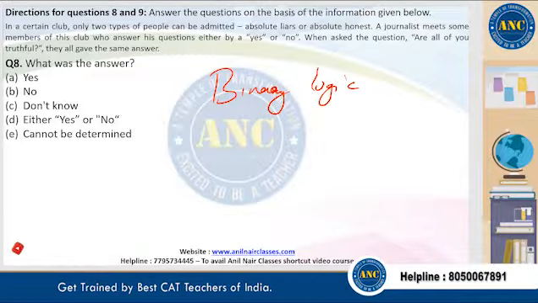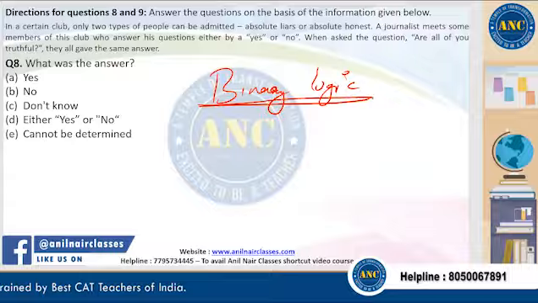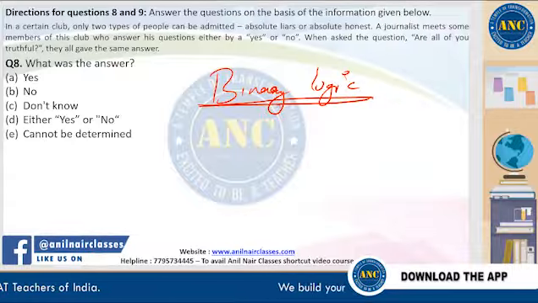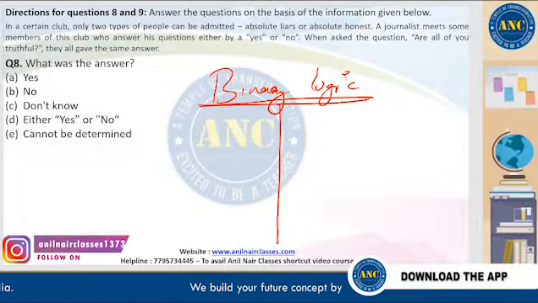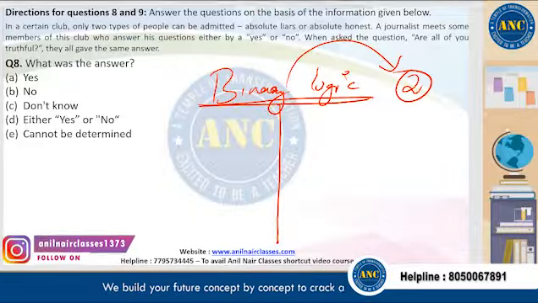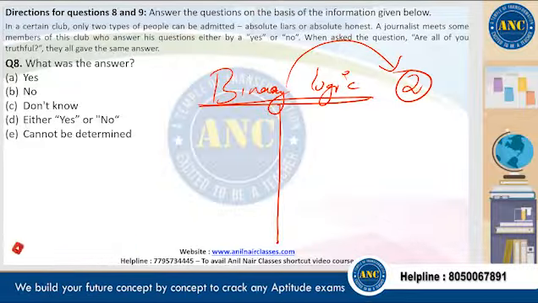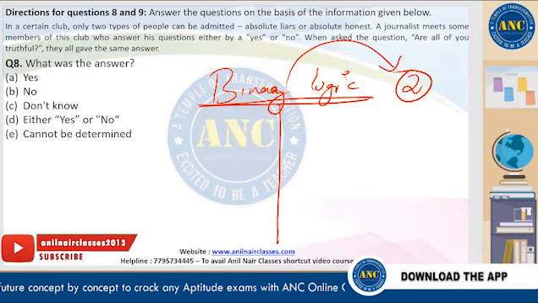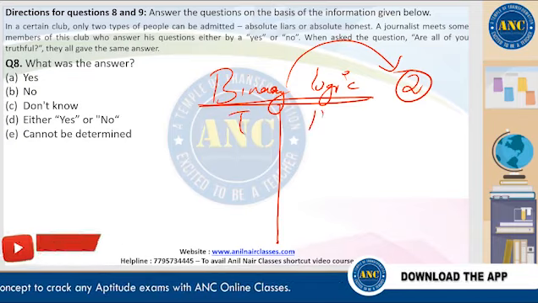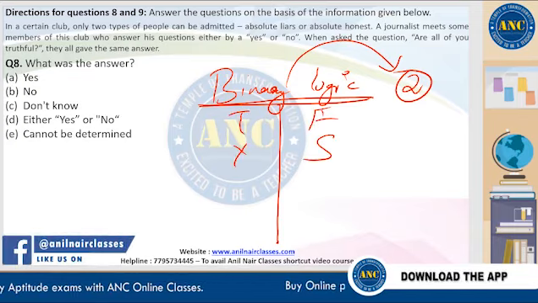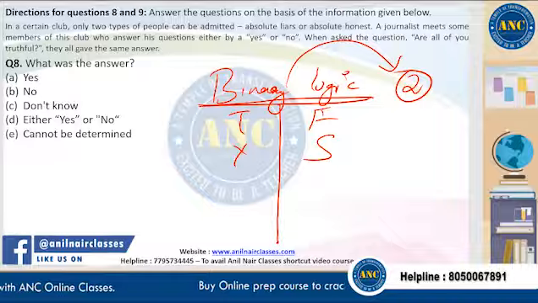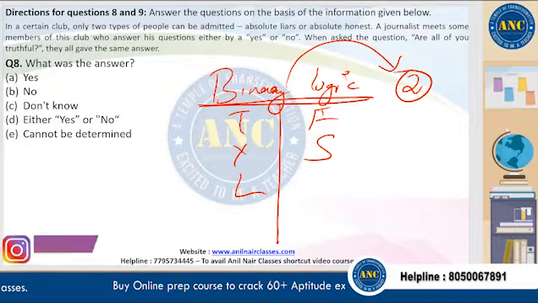I want to give an introduction on binary logic before starting. Binary here means two, because the next question is again going to be on binary. So binary means there are going to be two outputs. It could be true, false. It could be yes, no. It could be living and dead.